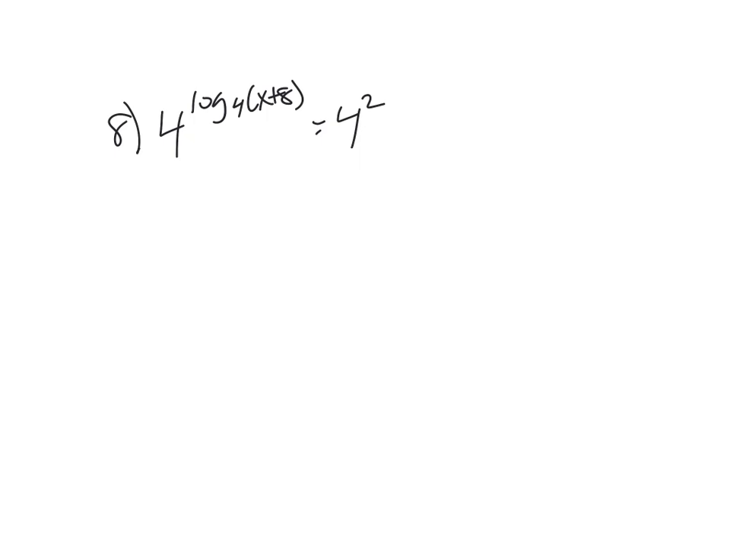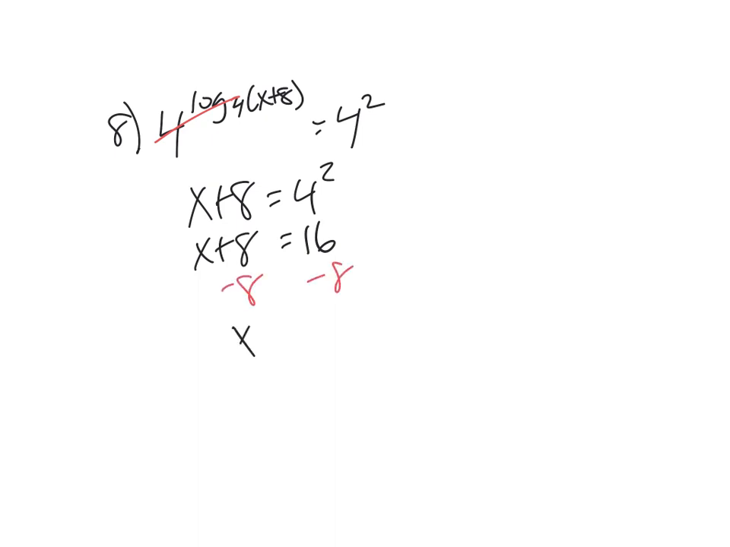Well, what do we notice here? Well, here I have 4 raised to log base 4. Well, these are inverses, so they're going to cancel. So we're left with x plus 8 equals 4 squared. Well, 4 squared is 16. Subtract 8 from both sides, and x equals 8. And again, you can plug it in. 8 plus 8 is 16. 16 we can write as 4 squared. Log base 4 cancels, giving 2. 4 squared equals 4 squared.